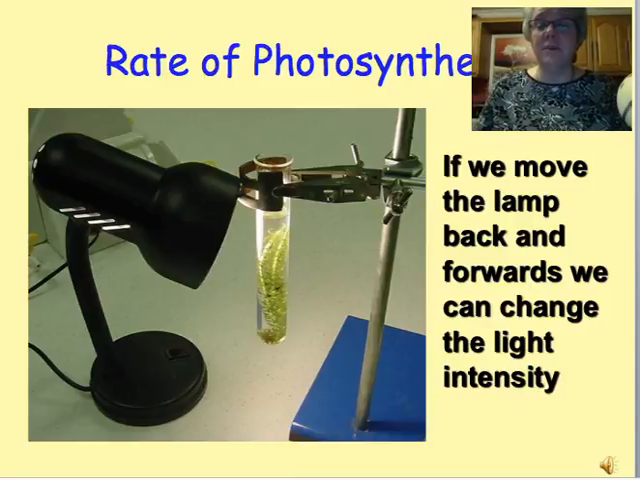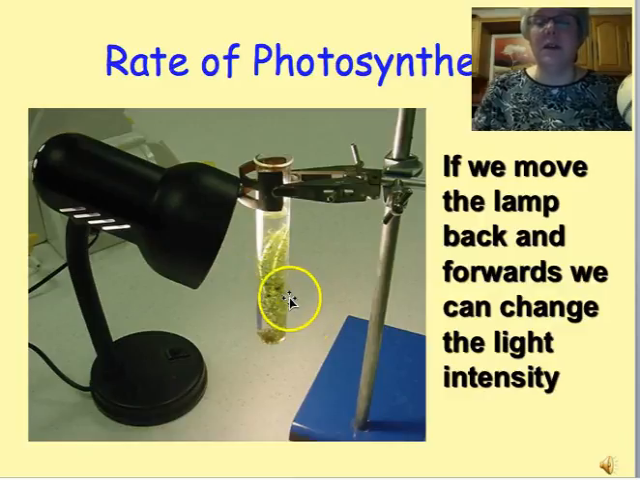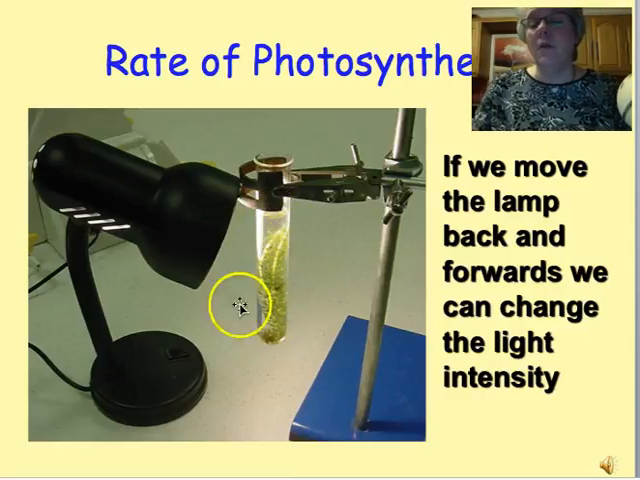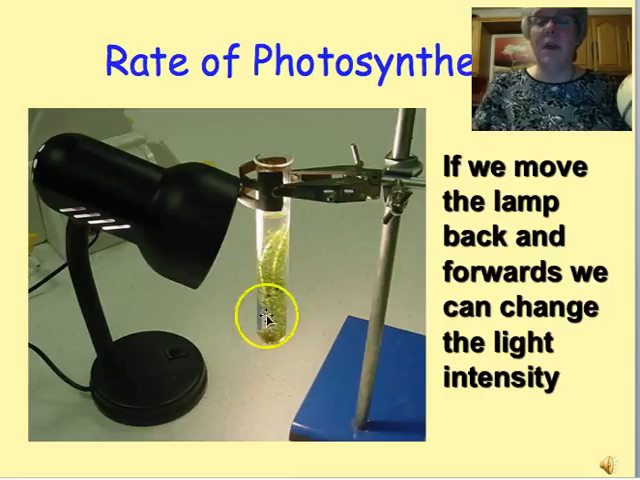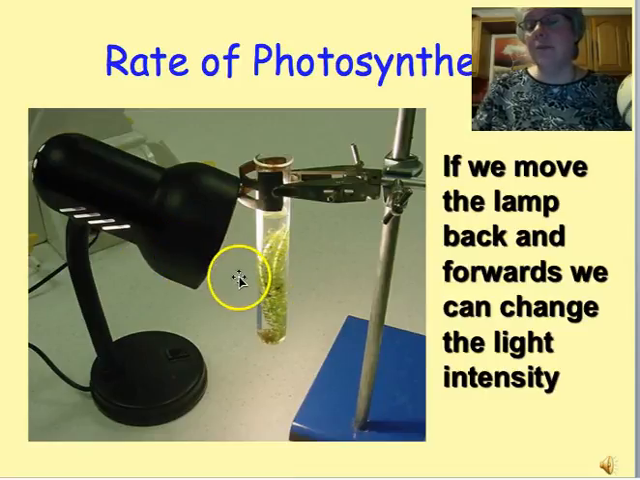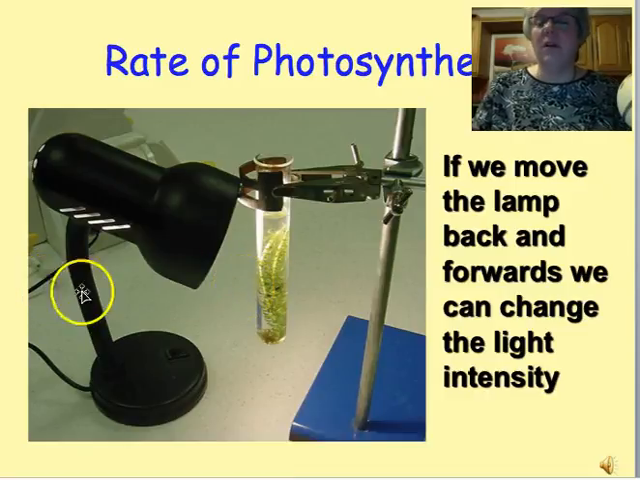Now, this is a very simple way of measuring the rate of photosynthesis. And in this experiment, we've just got a plant here. In this diagram, it's actually Elodea, and it's in this test tube here with a solution that's got bicarbonate in it. That bicarbonate gives the plant some carbon dioxide. Now, in this experiment here, the lamp is providing light to the plant, and we can move the lamp backwards or forwards, and that will change the light intensity.